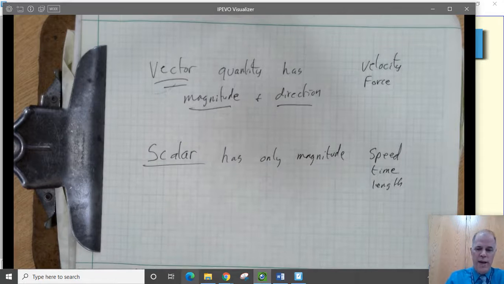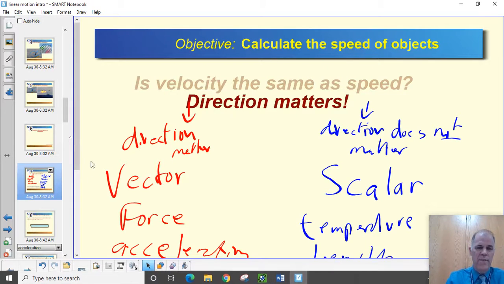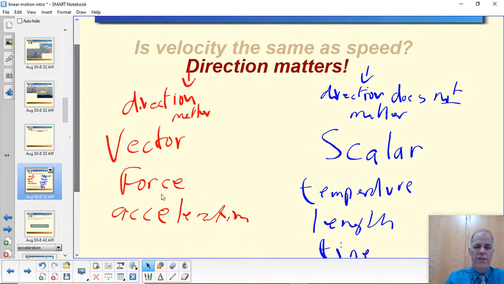Okay, let's see what else we got here. We have other examples on this list. Acceleration, it turns out, is a vector quantity. When we change our speed, change our velocity, the direction matters. Other scalar quantities are temperature. It's 70 degrees Fahrenheit, and it's meaningless to say 70 degrees Fahrenheit to the north. Direction is meaningless. So that's a scalar quantity.